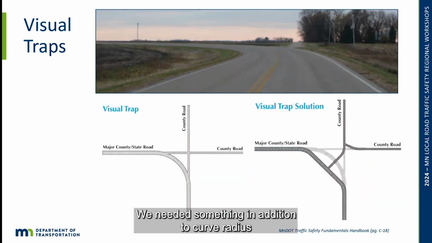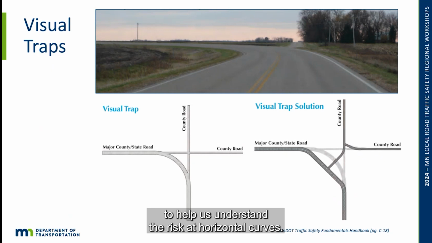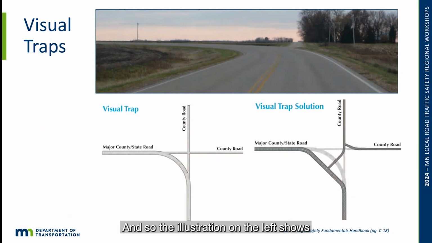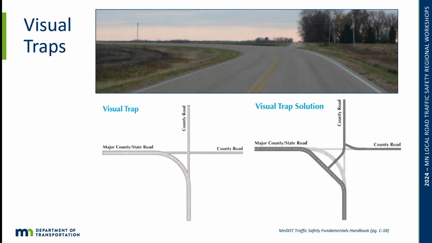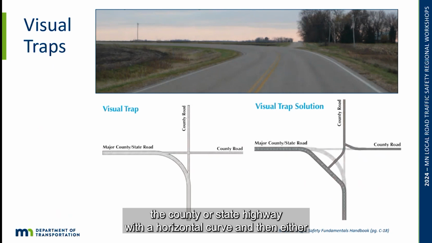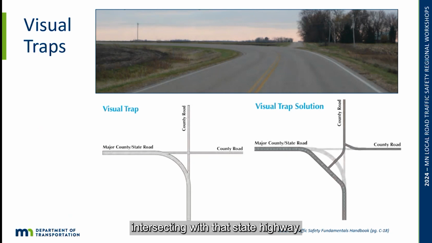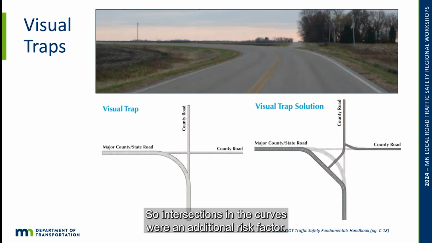We needed something in addition to curve radius to help us understand the risk at horizontal curves. Another thing that showed up, a characteristic of curves, was that curves that had an intersection in them were more at risk than curves that did not. The illustration on the left shows what's fairly typical in rural areas: a county or state highway with a horizontal curve, and then either county roads or township roads, which tend to be built on a grid, intersecting with that state highway. So intersections in the curves were an additional risk factor.